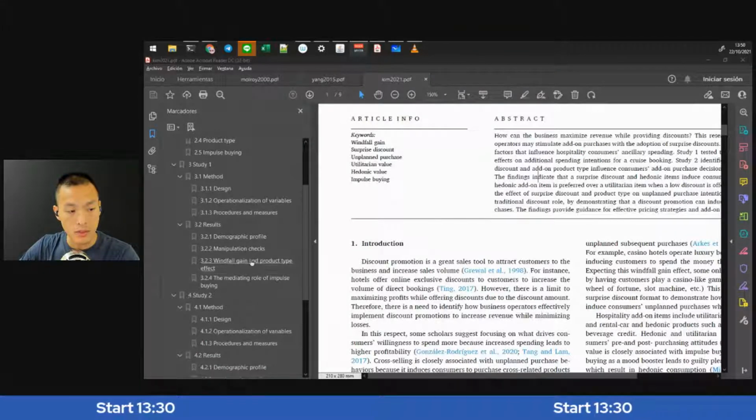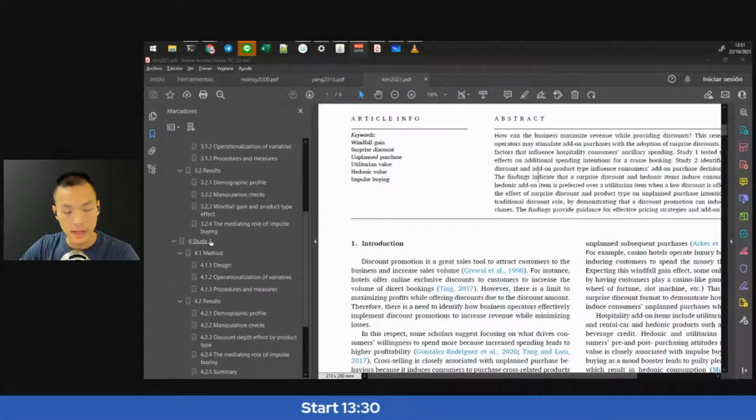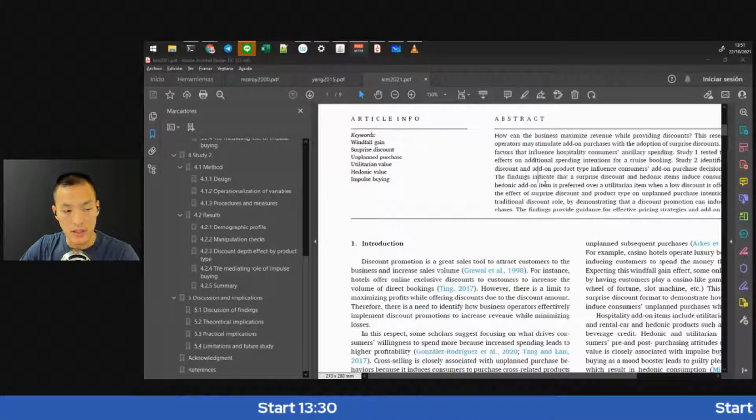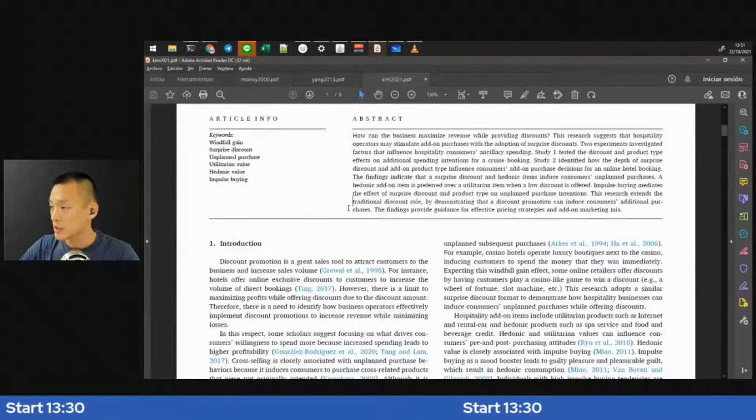And then in 3.2, they talk about the results. They have study 1, so obviously you have study 2. Then it goes into the demographic profiles and the discount depth, and so on, and then the discussion, right? All right, so that's a pretty typical structure of this paper.